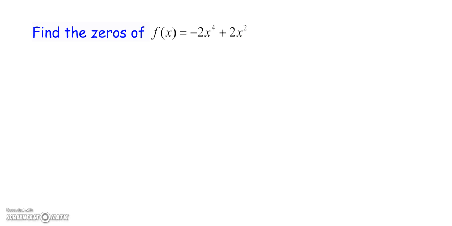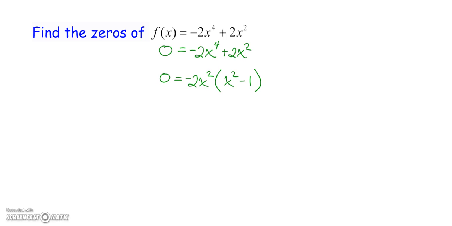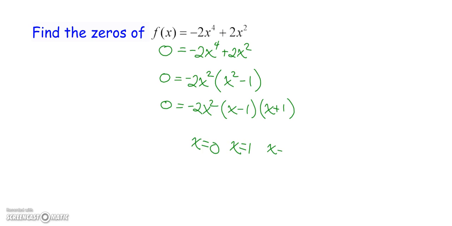All right, let's do another one. Find the zeros. So replace f of x with 0 in negative 2x to the 4th plus 2x squared. I hope you're saying factor, and I would take out negative 2x squared. When I do that, it leaves me with x squared minus 1. That x squared minus 1 is still factorable as a difference of 2 squares. So 3 zeros here, coming as x equals 0, x equals 1, and x equals negative 1.